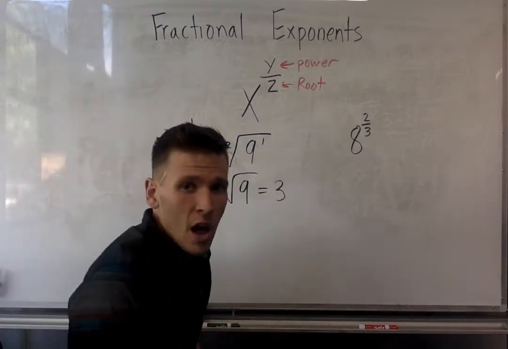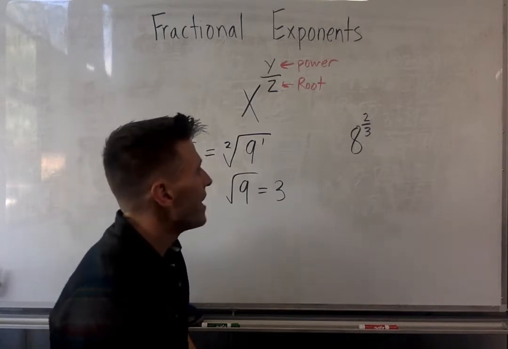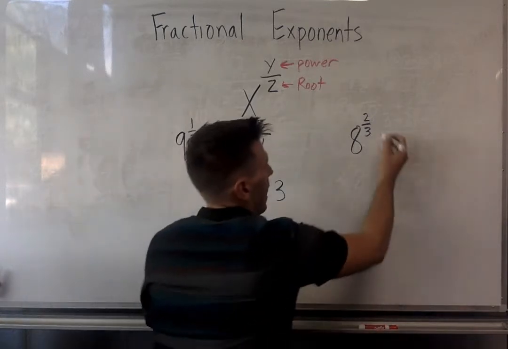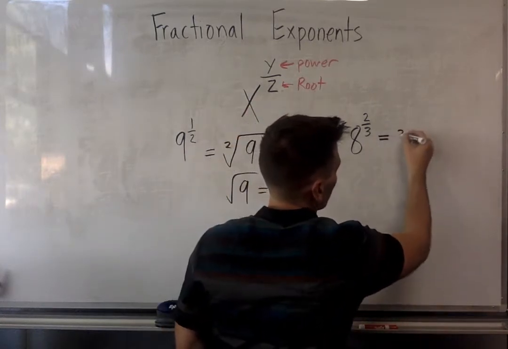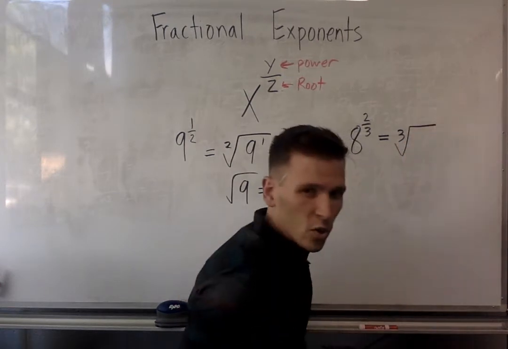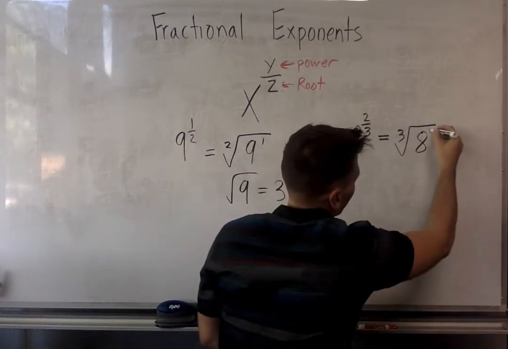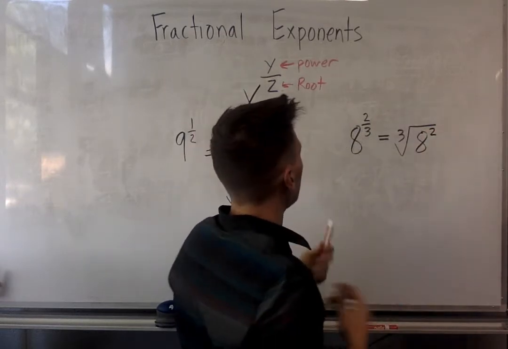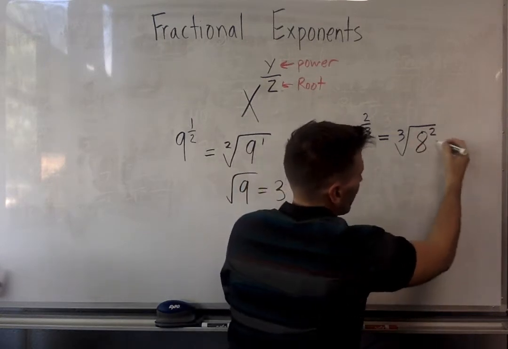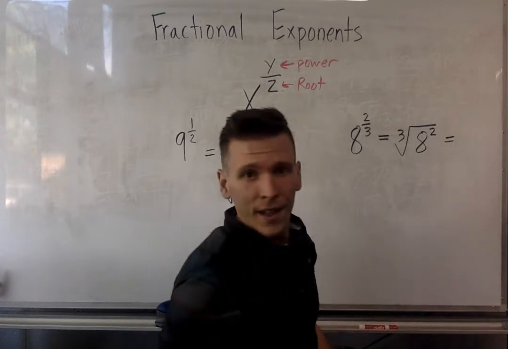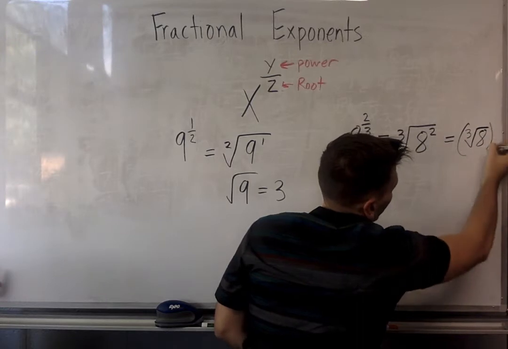It becomes a little trickier when you have situations like this. 8 raised to the 2/3 power, but not actually that much trickier, because 8 raised to the 2/3 power just means, remember, the denominator is the root, so this is a third root, or a cube root, of 8, and then the power is the numerator of 8 squared. Now, you can do this either way you want, but the other thing that's worth remembering is that you can write this as the cube root of 8, squared, or as the cube root of 8 squared.